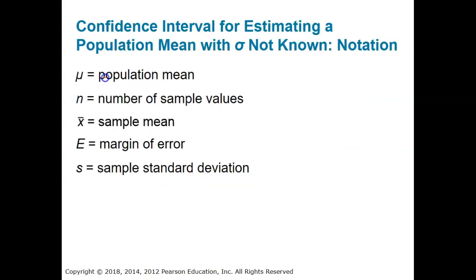In this section, you're not going to have p hats and p's. You're going to work with mu, which of course is the population mean. n is your sample size. x bar is your sample mean. Capital E is still your margin of error. And lowercase s is your sample standard deviation.